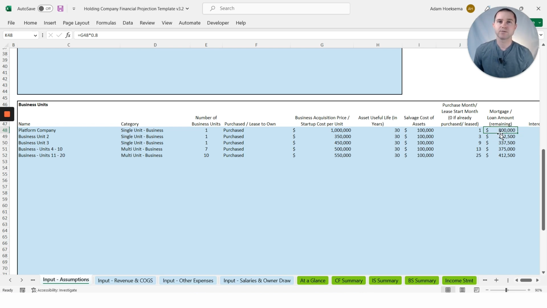Okay, so here is where you can put the loan amount if you're using debt financing to acquire the business. So we're saying $800,000 of the $1 million purchase price is a loan.